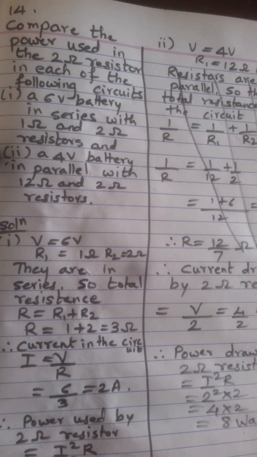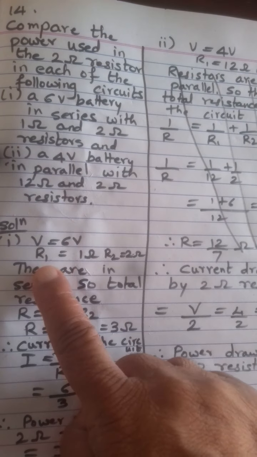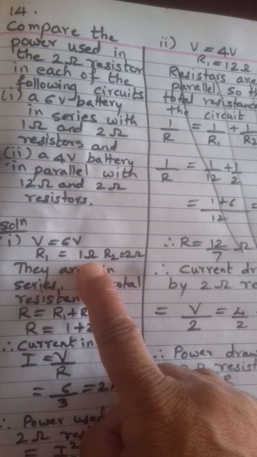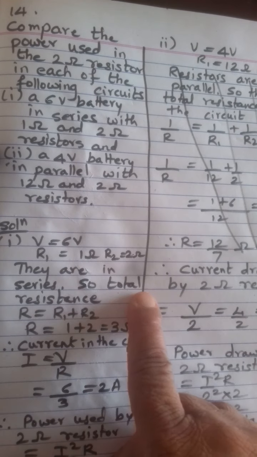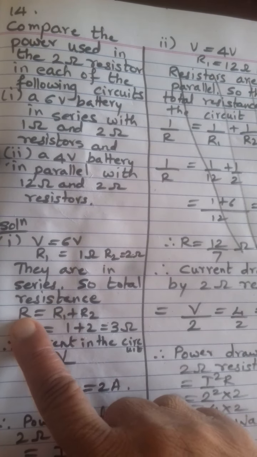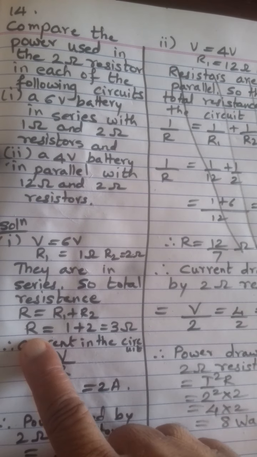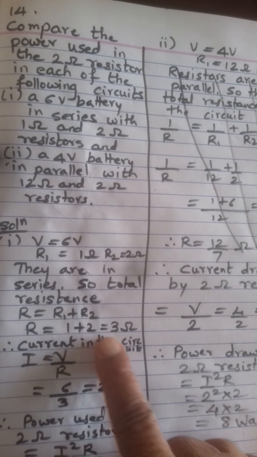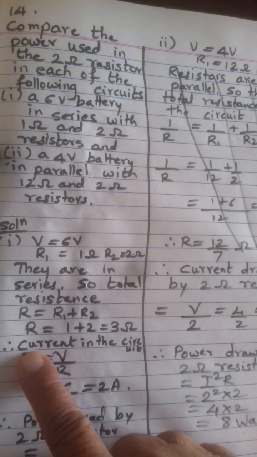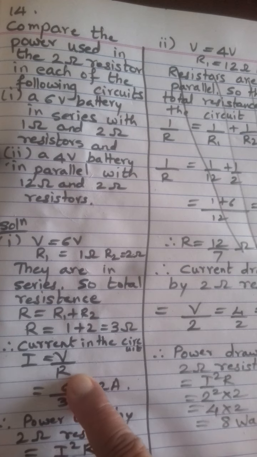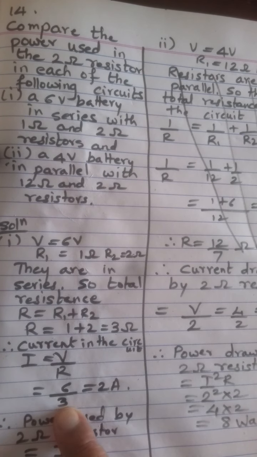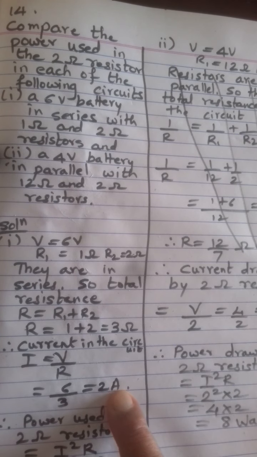Voltage of the battery is 6 volts. First resistance is given as 1 ohm and second is 2 ohms. Now both resistors are in series, so the total resistance in the circuit R is equal to R1 plus R2. So R is equal to 1 ohm plus 2 ohm, that is 3 ohms. So current in the circuit is I is equal to V by R by Ohm's law. So voltage is 6 volts and the resistance of the circuit is 3 ohms. So 6 by 3 is 2 amperes.